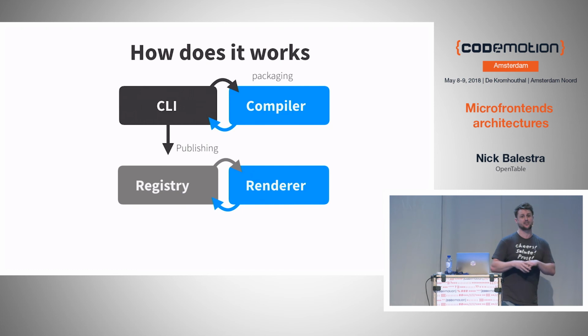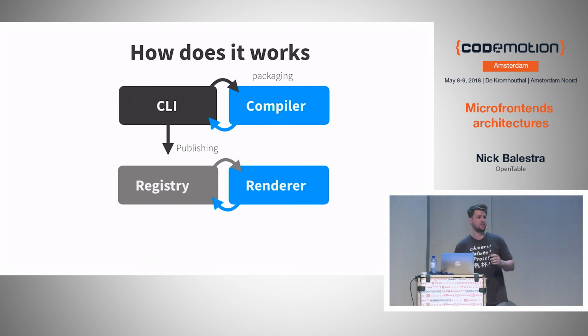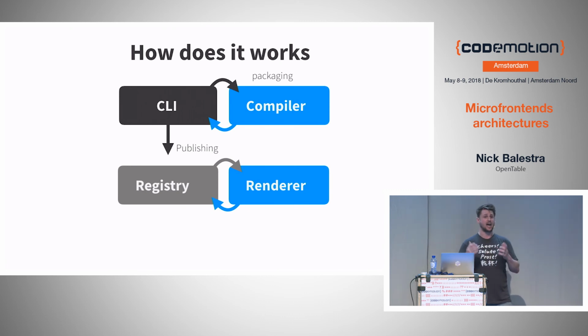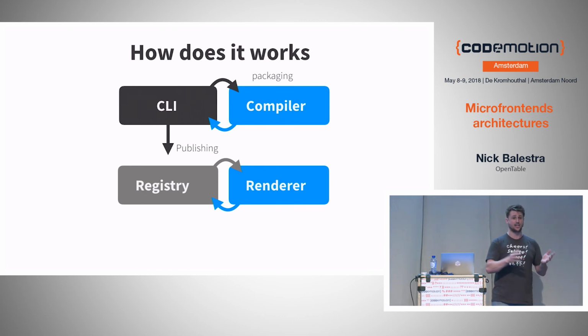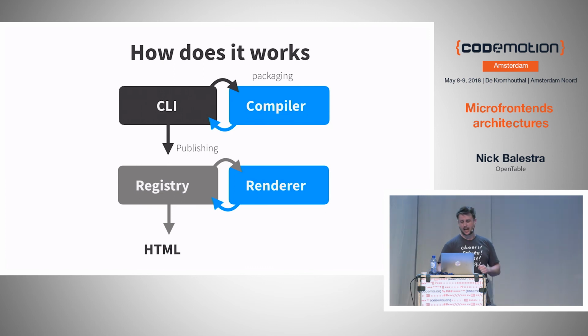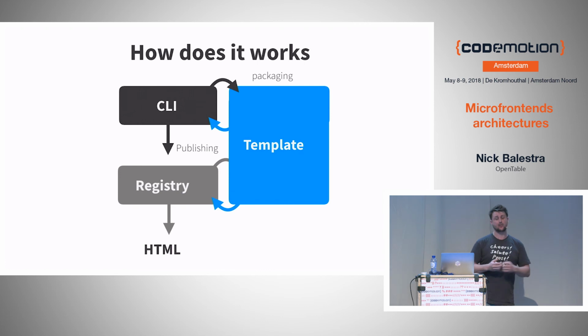The renderer is a module, you can think of it like an NPM module, that has all the ins and outs and knows, OK, I know how to render that kind of component. Give it to me, and I can give you back some HTML. And then the registry serves back the HTML. That's how it works. When you put those together, the compiler and the renderer, it's what we call templates in OC. And those are just two NPM modules glued together that you can publish by yourself.